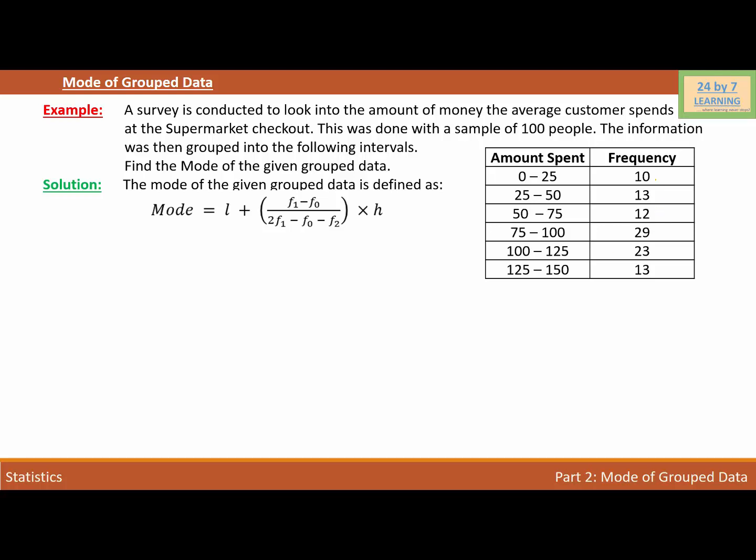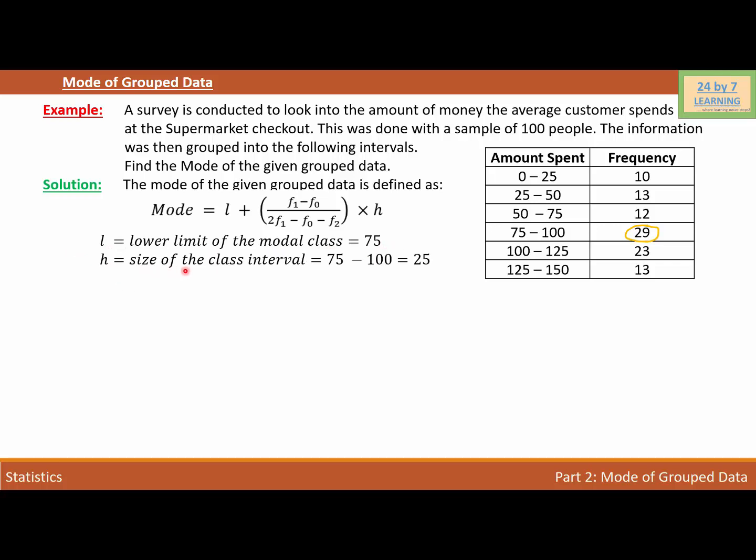We need to find the maximum frequency. Out of all these frequencies, the maximum frequency that we have is 29. So basically 29 is the modal class. When 29 is the modal class, the class will be 75 to 100. So my L is the lower limit of the modal class, 75 to 100. So the lower limit is 75. So L will be equal to 75.